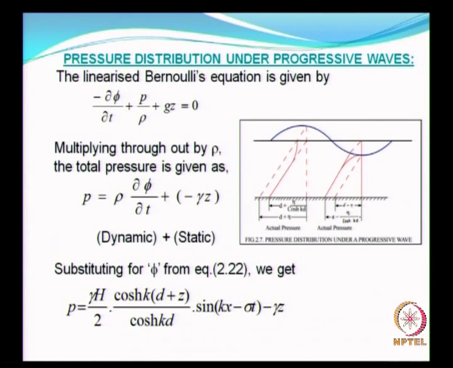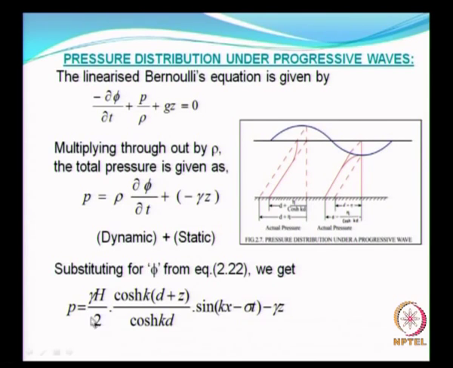Now we multiply the Bernoulli equation by rho to get the total pressure, and this will have two components. One is the dynamic pressure component and the other one is the static pressure head component. We have already seen the expression for velocity potential, which once you substitute, you will get an expression for the pressure as shown here. This would mean that the pressure will be varying along the water depth, and it is very important to have in mind how this dynamic pressure component varies and how the total pressure varies.